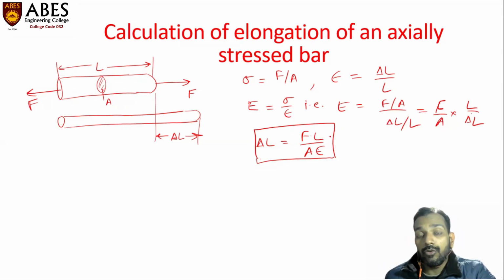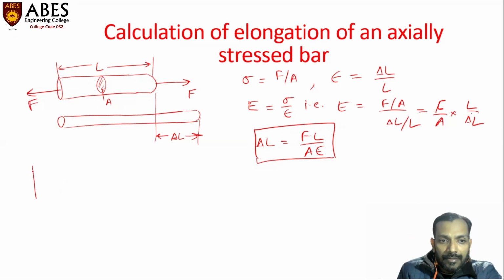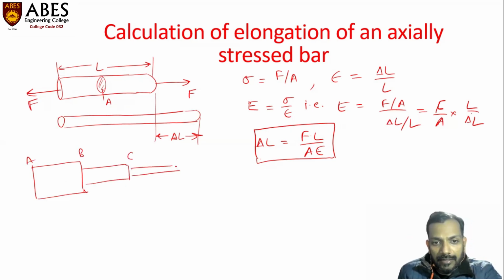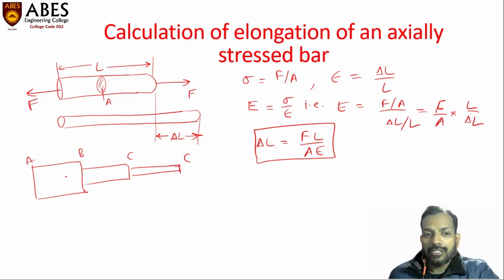But what to do when there are variable or different cross sections over the length of a bar? Let's take an example. This is the bar AB, BC, and CD. In this bar, you can see there are three different cross sections. The largest cross section is within the portion AB, the intermediate cross section is between BC, and the smallest cross section is between CD. So in that case, we will use this formula 3 times.